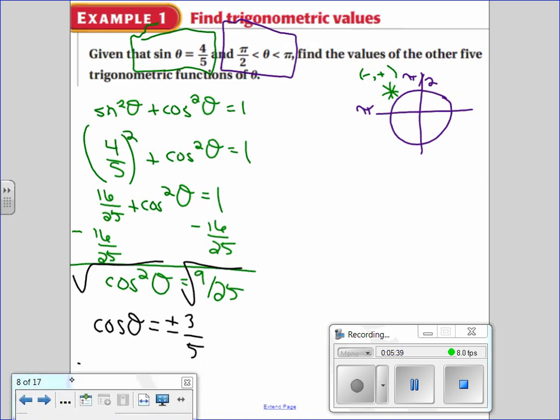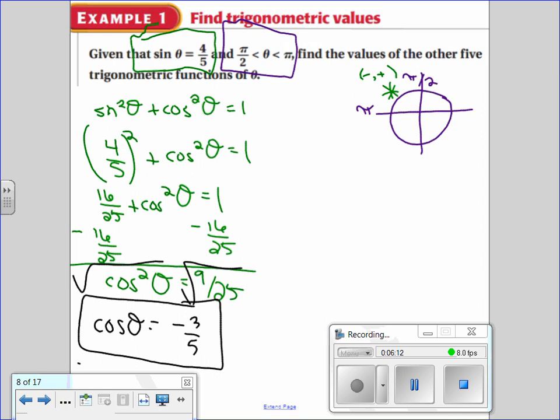Now, just a few short minutes ago, you guys told me that if we were living in quadrant 2, our cosine would need to be negative. You remember that? Because your x values up in quadrant 2 are negative. So really what that means is we can't actually have two answers. It can't be positive or negative 3/5. It just has to be negative 3/5. So cosine theta equals negative 3/5. So there's cosine. There's 2 of our 6. There's 6 total.